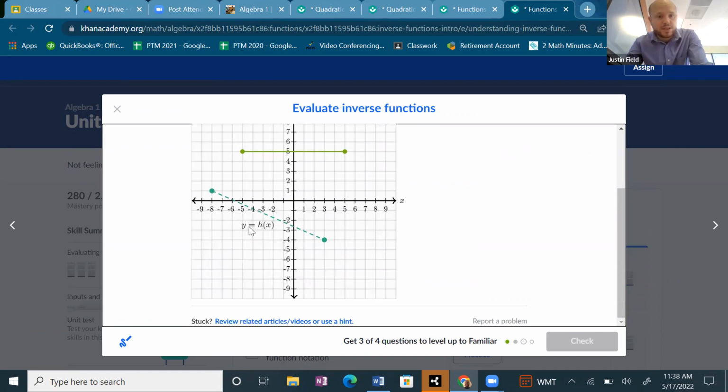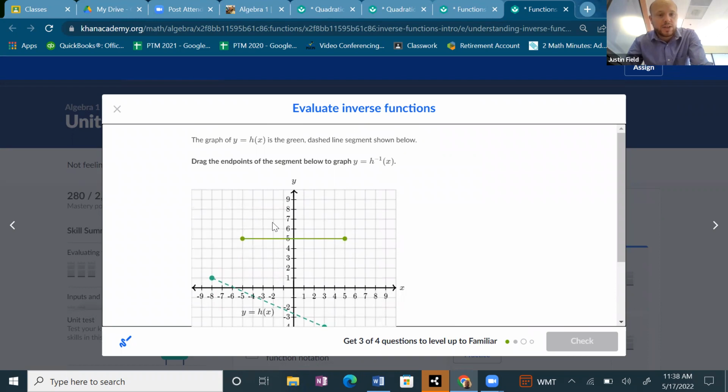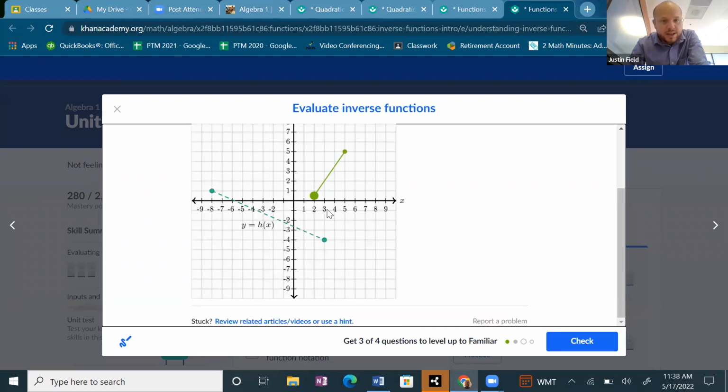So here is y equals h of x, and we want to drag the endpoint so that we have our inverse. So -8, 2 is one of my points, so I'm going to put a point at 2, -8. That is switching the x and y. And this point is 3, -4, so I'm going to put a point at -4, 3.